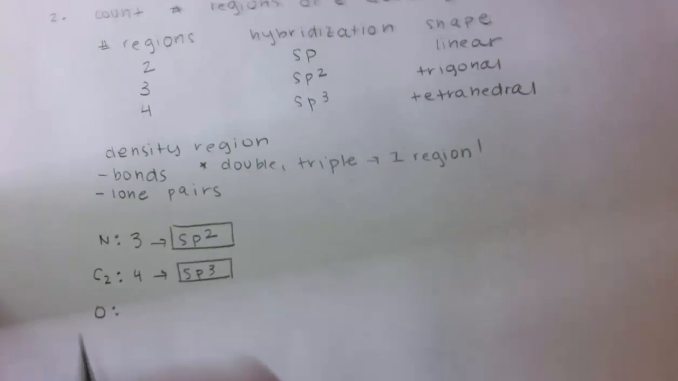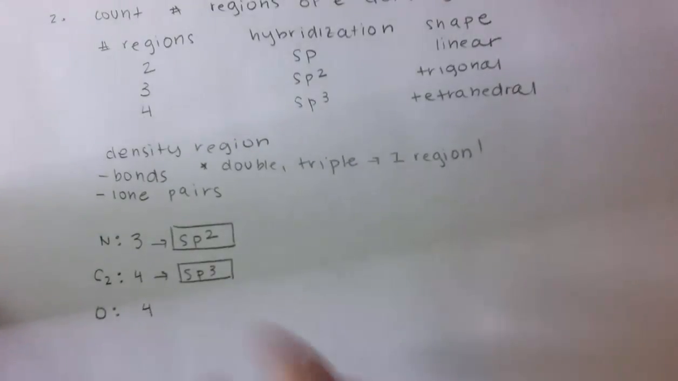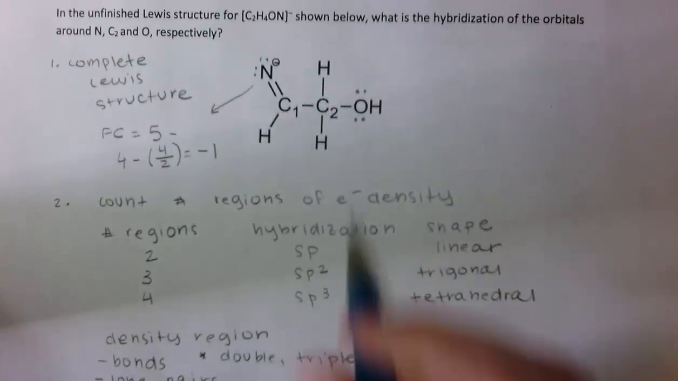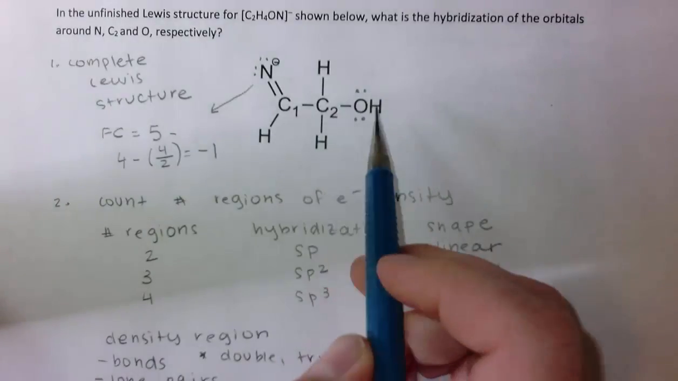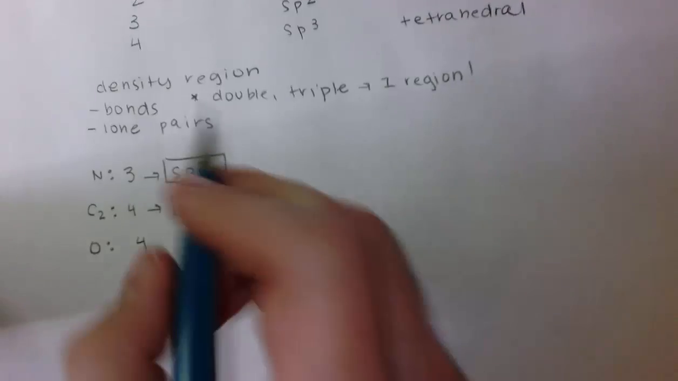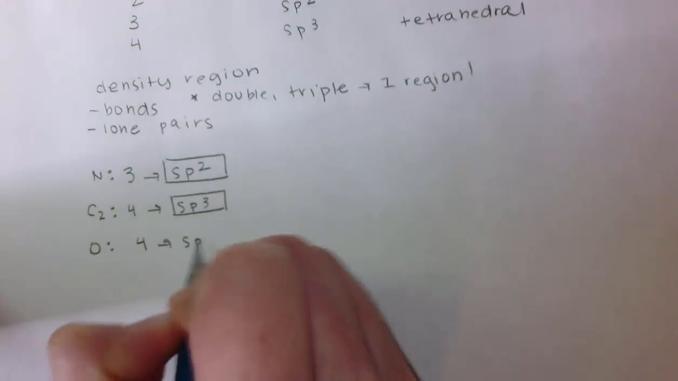And lastly, we have oxygen, which has 4 regions because we have our 2 lone pairs and our 2 bonds on each side of our oxygen. So this is sp3 hybridized.